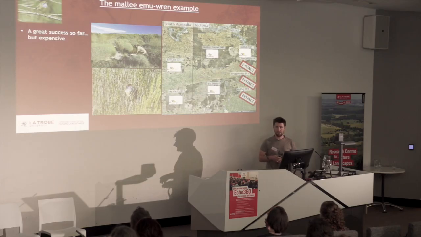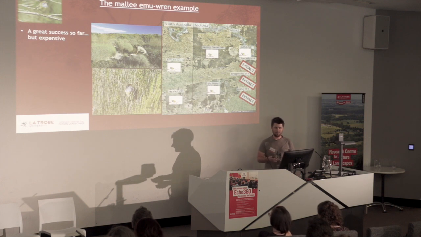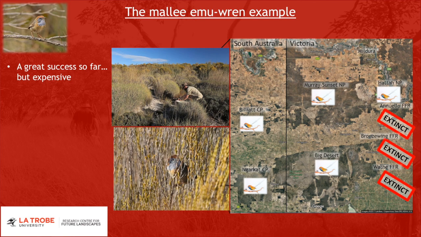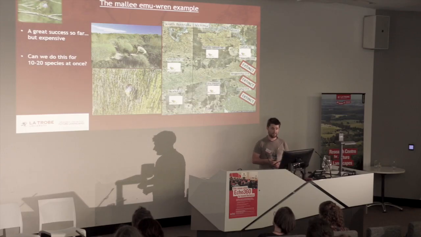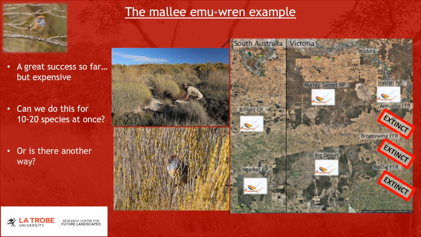So this project's been a great success, but it has also been very expensive and a big effort for those involved. And that made me ask the question, can we do this for 10 or 20 species at once? Because that's the numbers of species we're talking about declining in these landscapes. And at least under the current funding environment, that seems like a really long shot for me. So the next question is, is there another way?